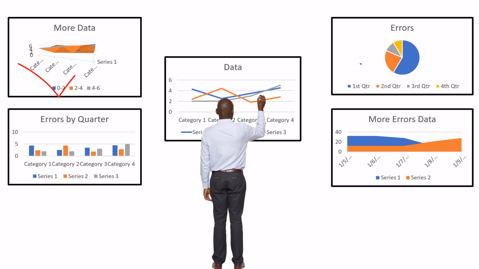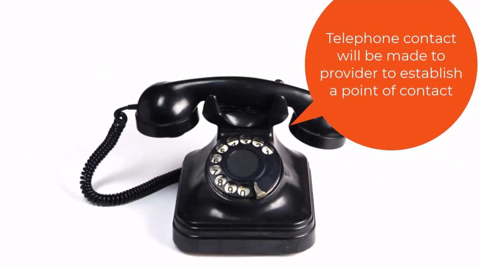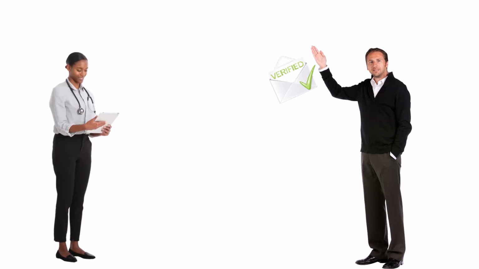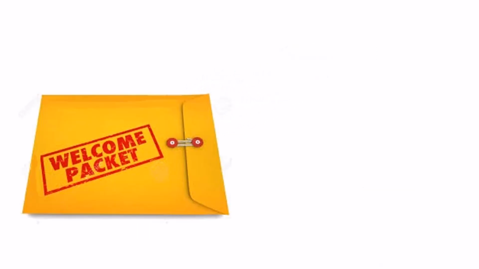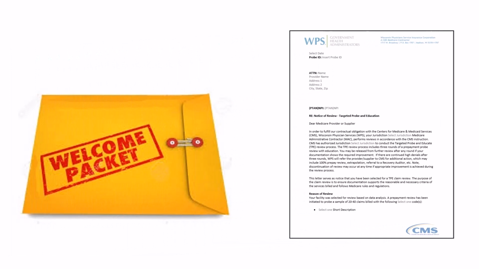Once data analysis is complete and a provider is determined to be an outlier, a contact will be made to the provider to establish a point of contact by phone. Once a point of contact is established and your address is verified, your nurse analyst is going to send out the formal notification letter and welcome packet. Your formal notification letter will contain quite a bit of information.